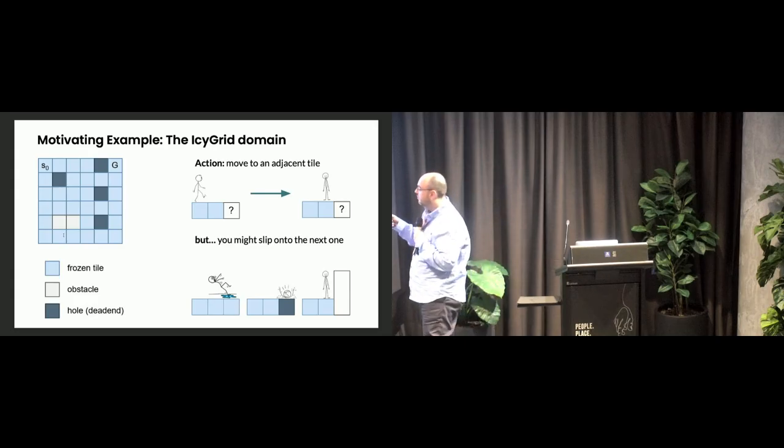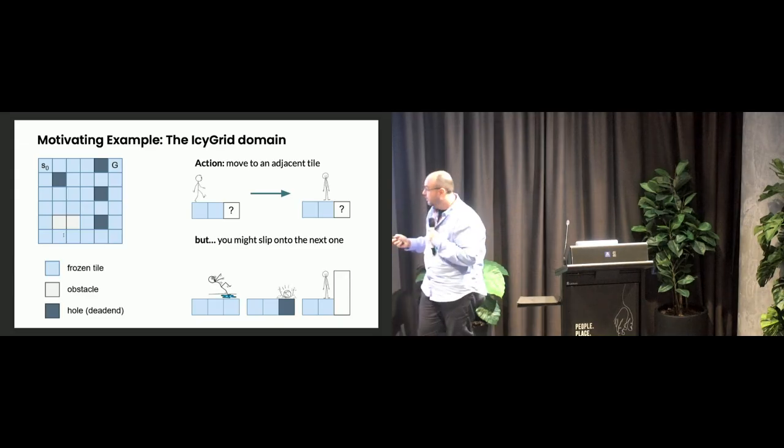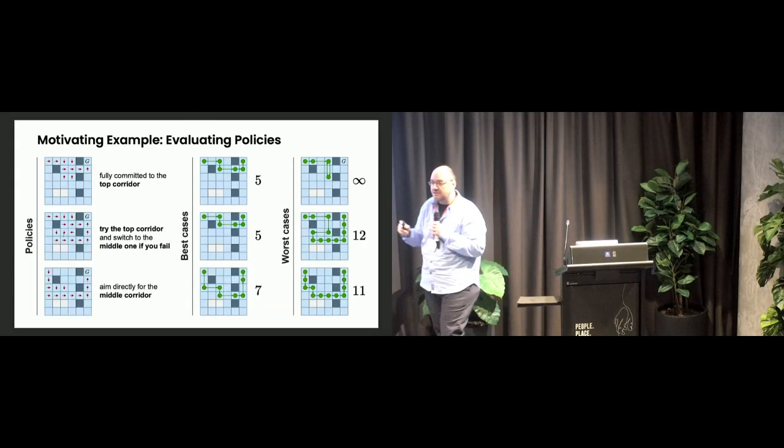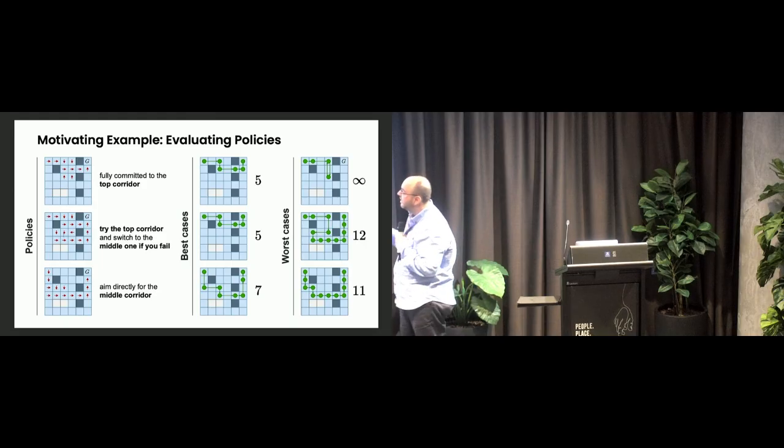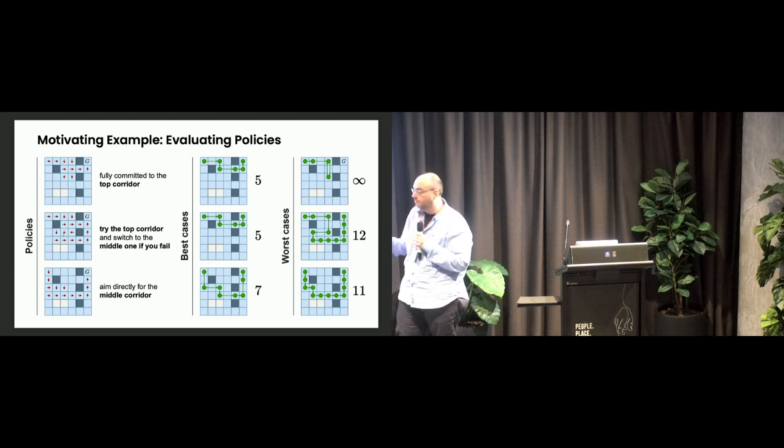For this particular example, we're going to go from the top left to the top right. And in order to do that, we need to cross one of these three corridors in the second to last column. So here we have three alternative policies that solve this task. And the question that we ask is, if we wanted to minimize the number of actions that you need to take to reach the goal, which one of these policies would you follow?